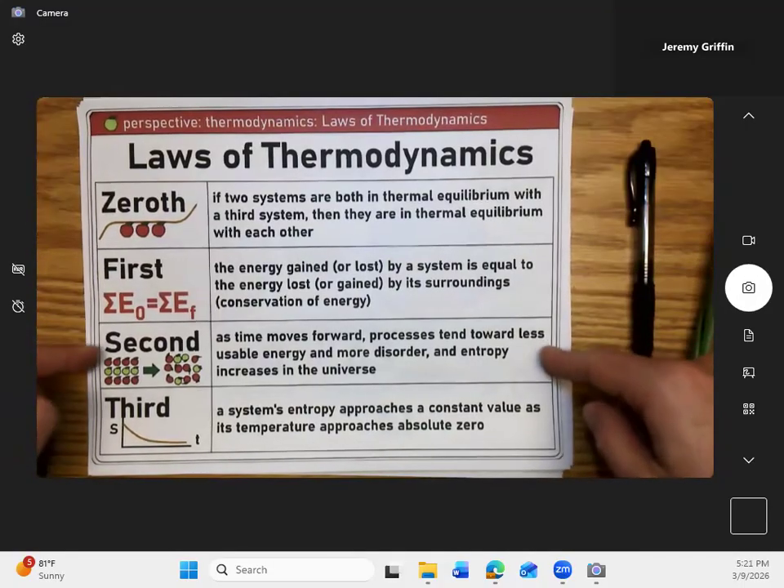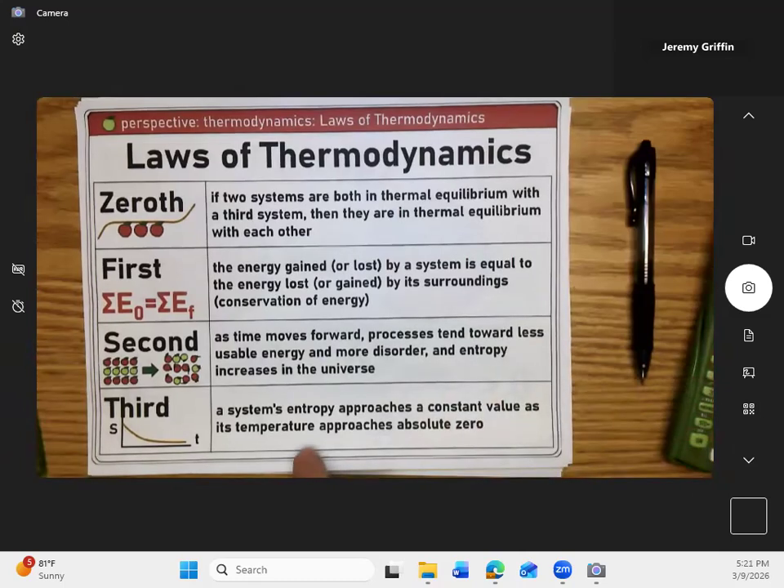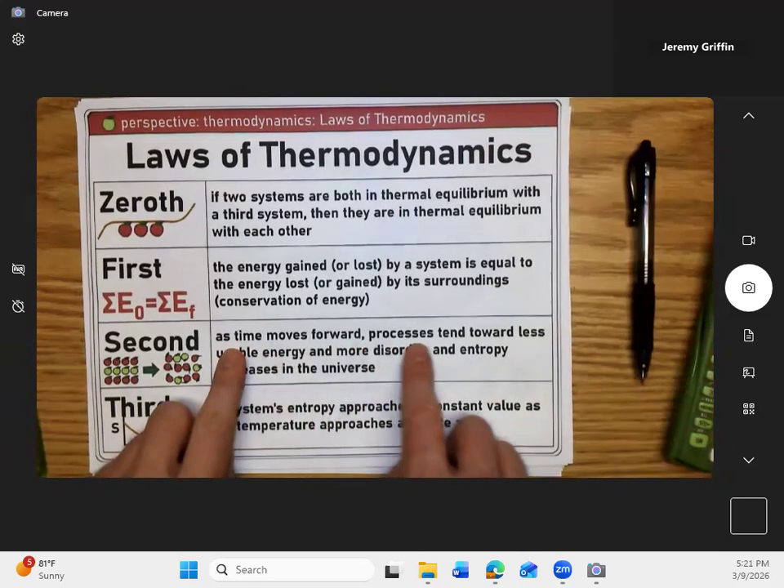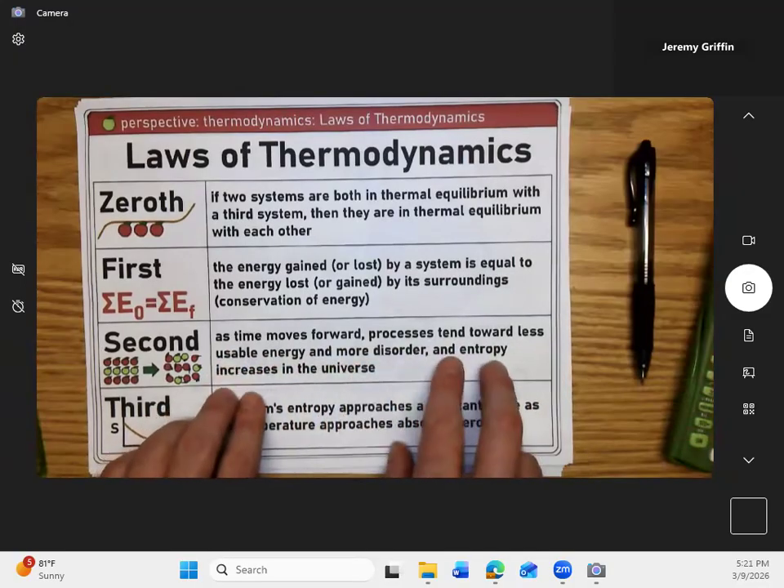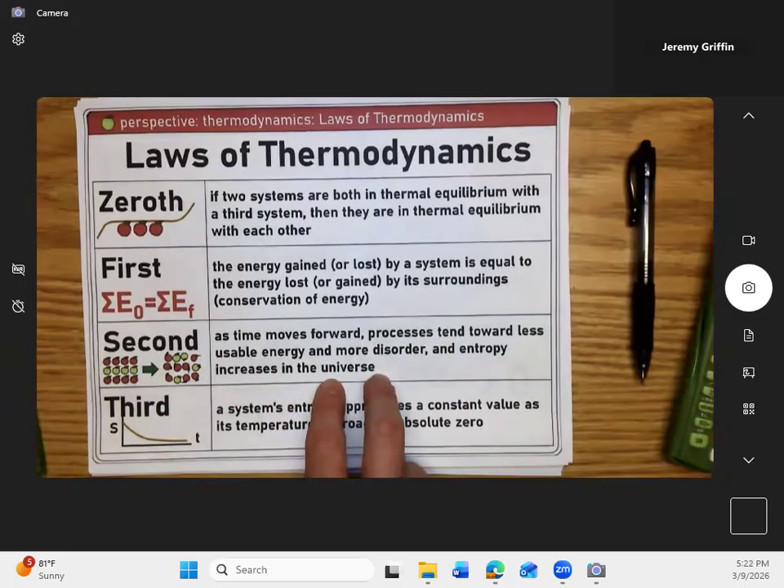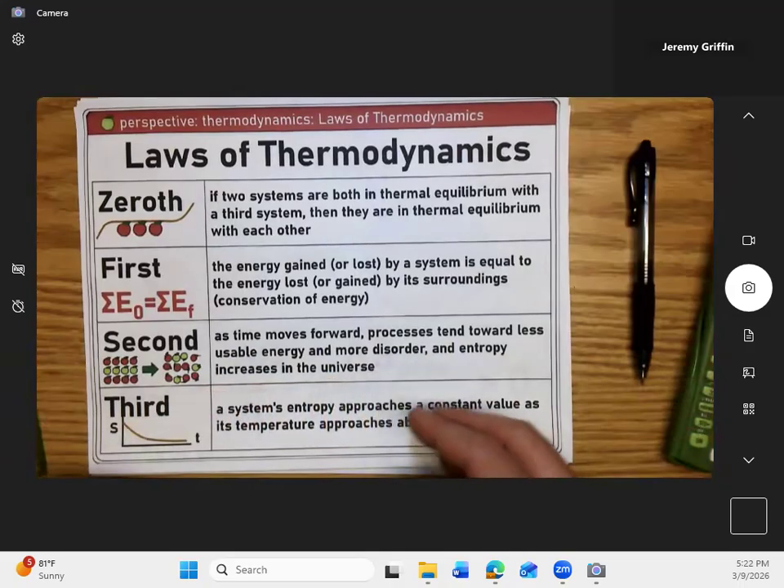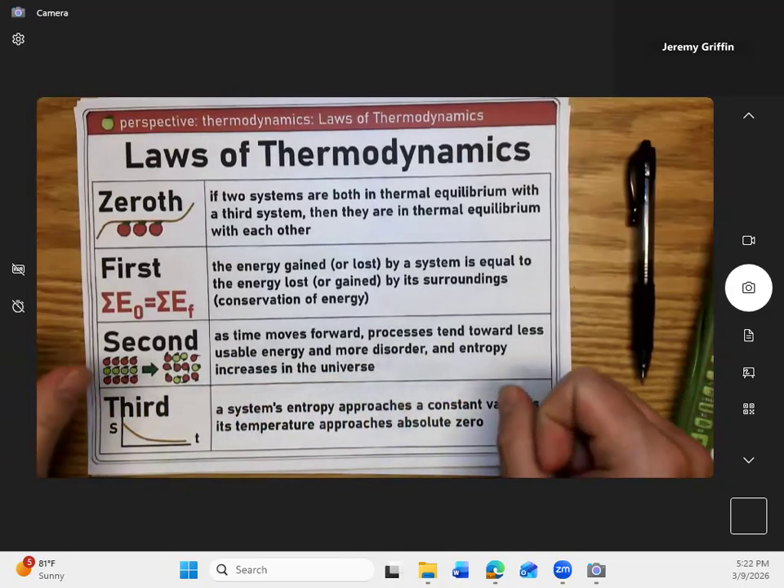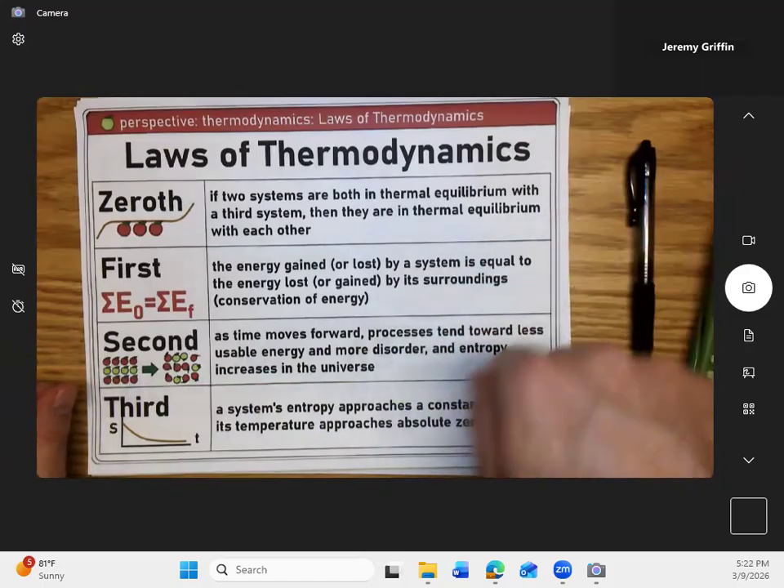Now, what we really have to expand your imagination is the second law of thermodynamics. This is the one that says, as time moves forward, processes tend toward less usable energy and more disorder, and entropy in the universe always increases. Overall. So why do processes happen one way but not another? Why is it that if I stir sugar into coffee, I can't unstir it?